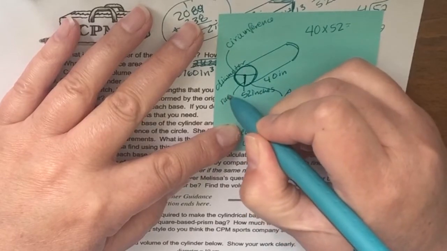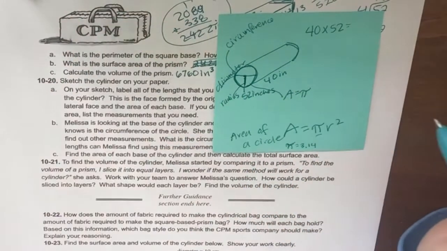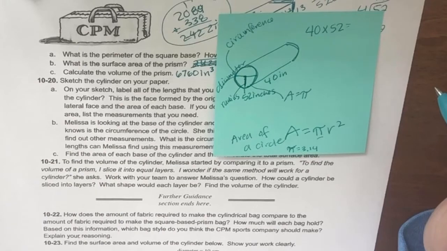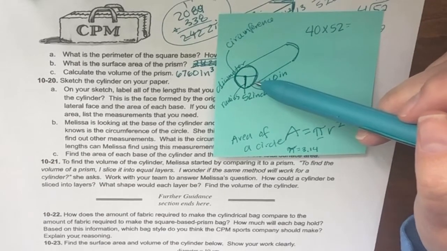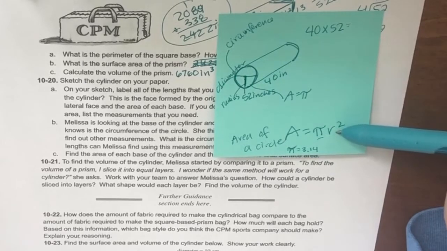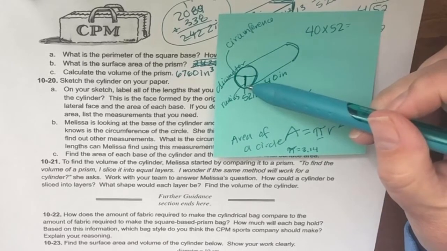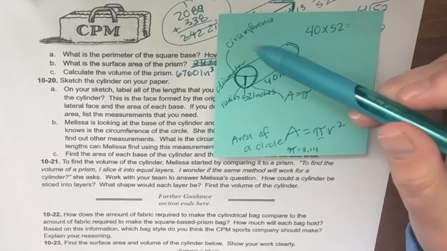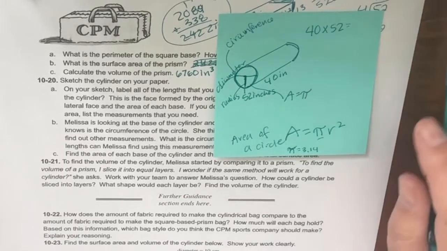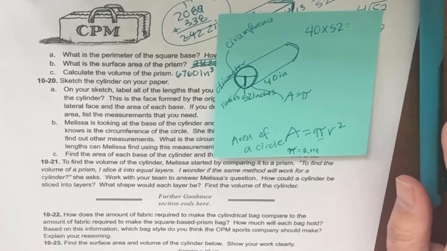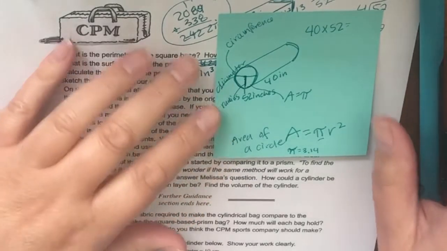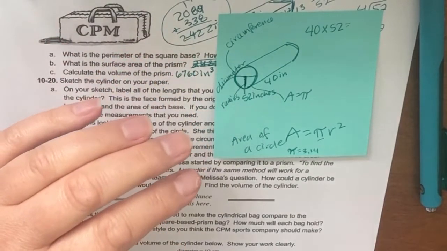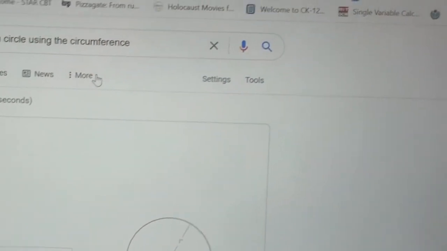Okay, so now I gotta look something else up. I gotta figure out how to find the radius of a circle, because I need to know the radius. What is the radius of a circle if I know the circumference? So I'm actually going to pause here and Google that. How do I find the radius if I know the circumference? Okay, I'm pausing now.